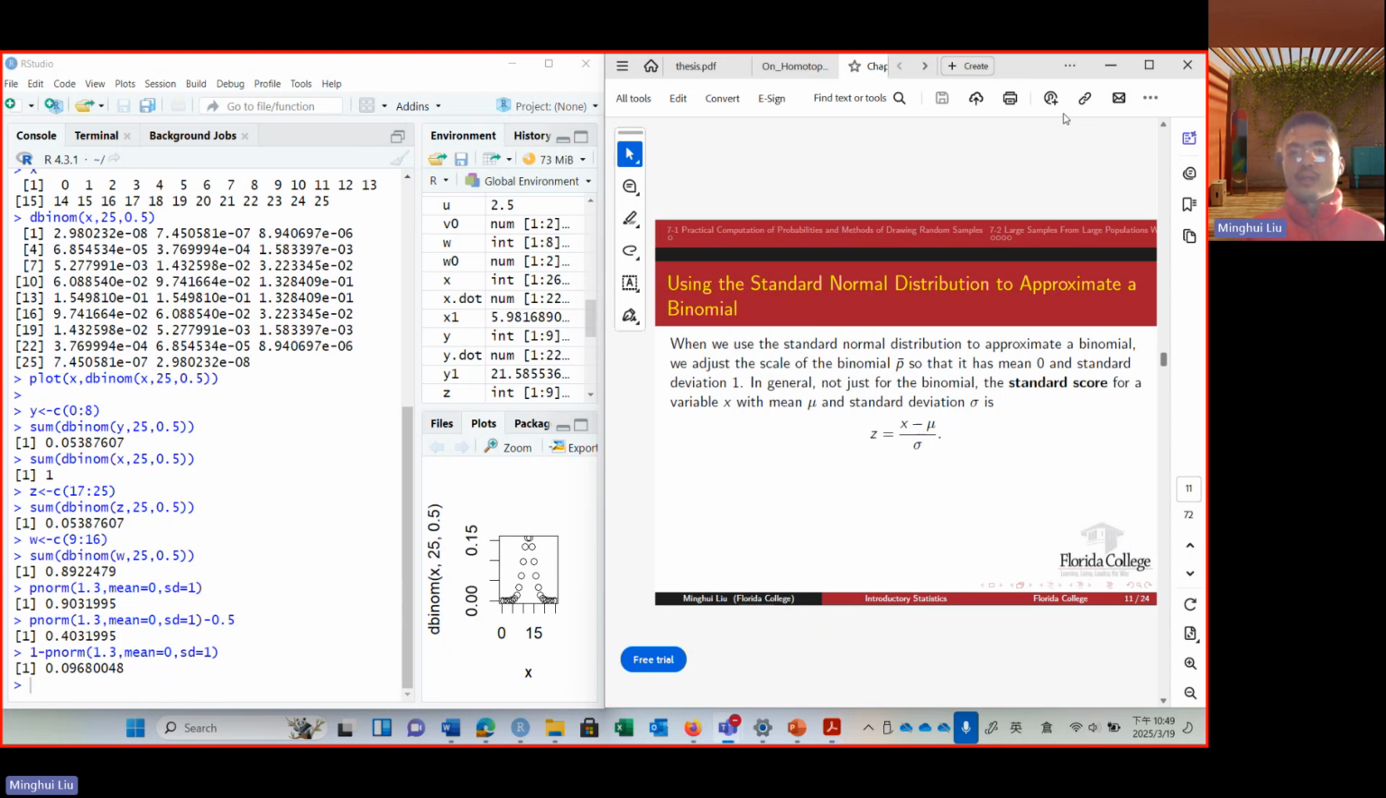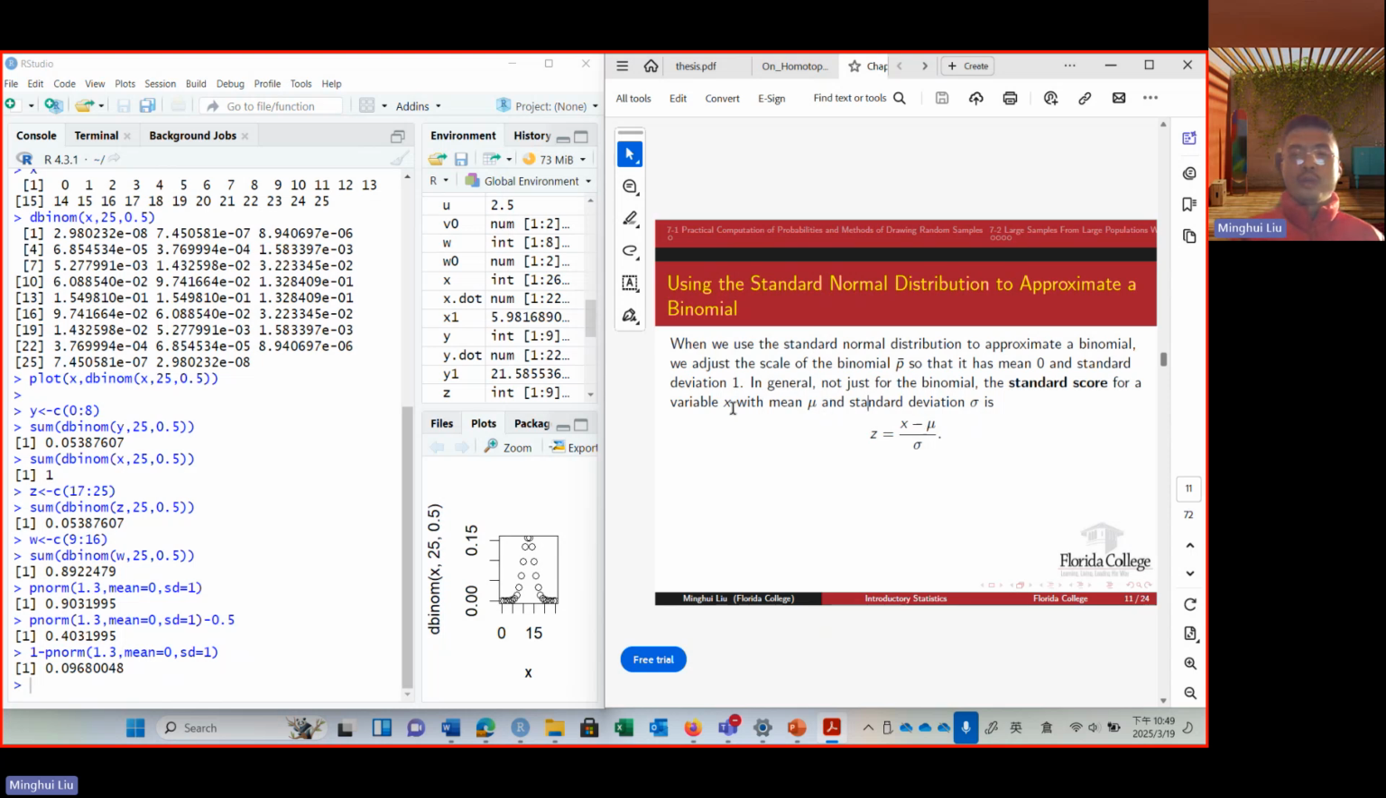Not every normal distribution is standard. Namely, the mean is not necessarily 0 and the standard deviation is not necessarily 1. And in order to accommodate this, we introduce what we call the standard score. The idea is that if you have a variable x, and we know the mean is mu, that's the Greek letter mu, and the standard deviation is sigma, that's another Greek letter.